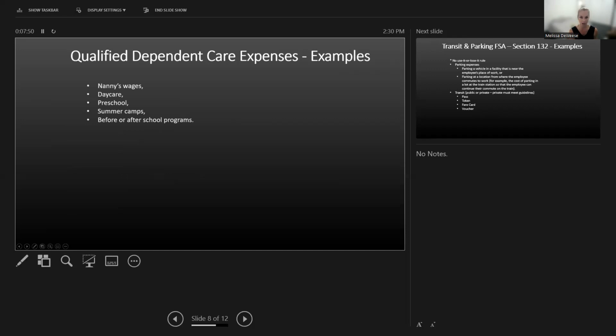Qualified dependent care examples. So nanny wages, you can use this money for a nanny. You can use it for daycare, preschool, summer camps, before and after school programs. So this is not private school for your children, kindergarten through 12th grade. You can do that in preschool, but not after preschool. It has to be specifically for daycare.